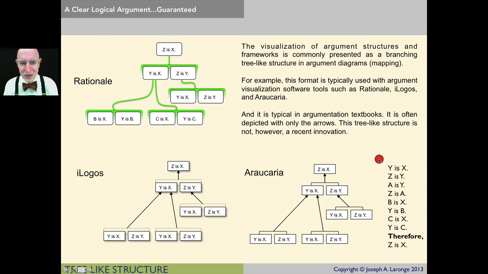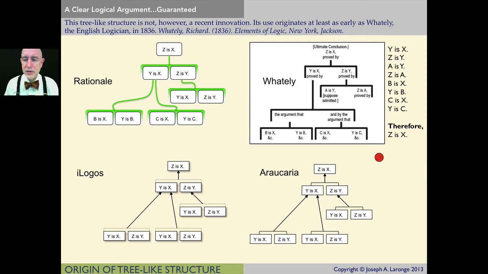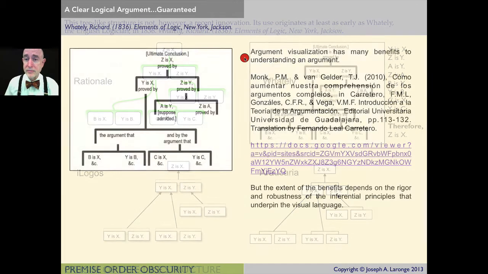But this is software, but actually this type of tree-like structure has been around a long time. Here's a picture from Richard Whately's book, an English logician, back in 1836, in his book Elements of Logic, where you can see this same argument represented with the same type of pyramid or tree-like structure. So it's been around a long time.